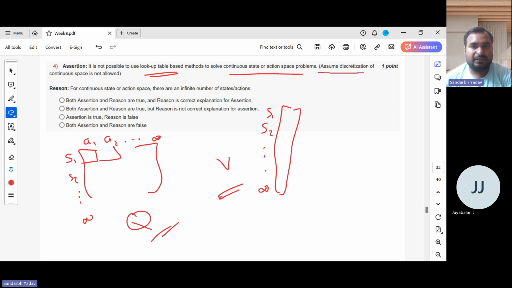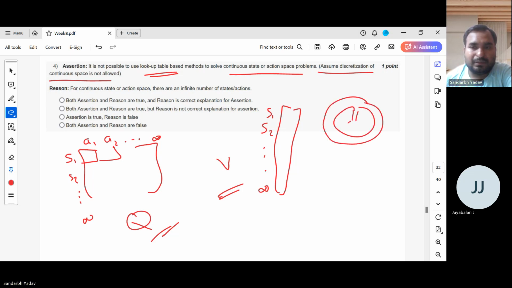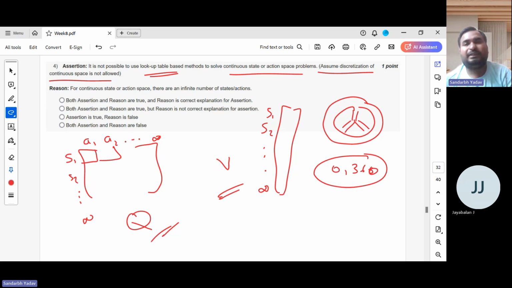They have also mentioned that you should assume that discretization of continuous space is not allowed. Sometimes, suppose the action is how much you should turn your steering wheel. Suppose this is the steering wheel of your car. Essentially you can turn between 0 to 360 degrees. But the issue is that you can discretize it. You can make 360 discrete actions, or 361 essentially. So you can discretize it.